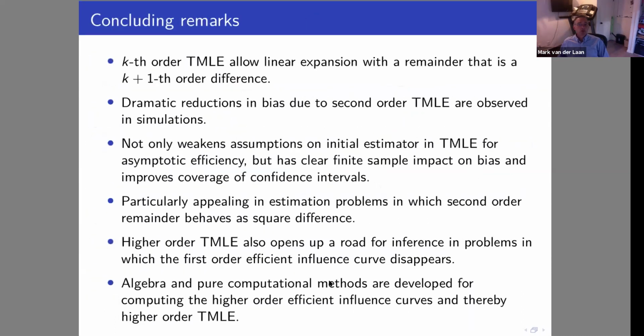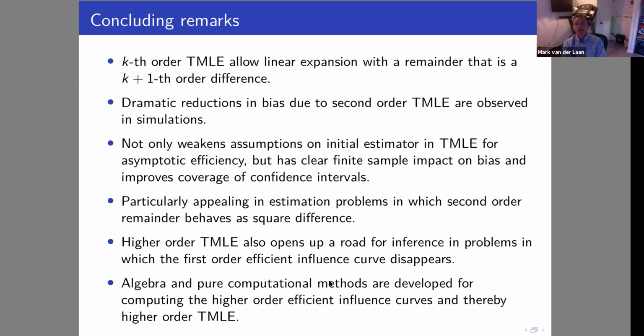Okay, so I end with some concluding remarks. The k-th order TMLE allows a linear expansion with a remainder that is a k+1 order difference. It involves these empirical (P_n tilde minus P_0) of functions. So it's almost an empirical mean with a little bias due to the HAL-MLE, but that's controlled by either undersmoothing or targeting.